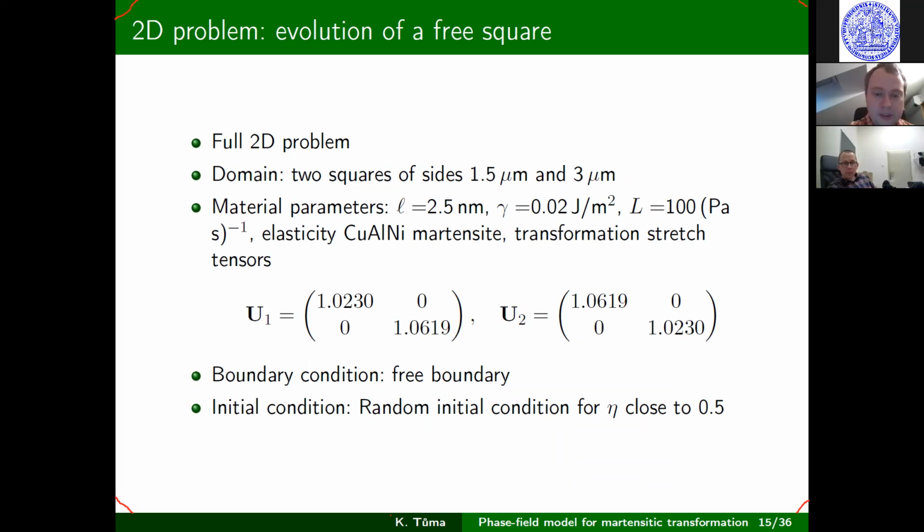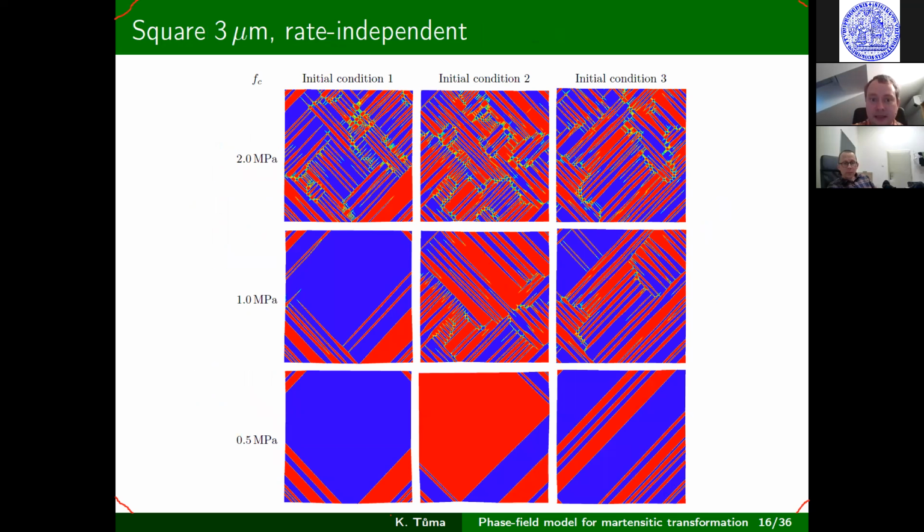The boundary condition is such that it is stress-free. Of course, we have to prescribe something because we have a quasi-static regime. So we are just getting rid of the rigid motions. And initially we prescribe a random initial condition for eta, close to 0.5, and we let it evolve to the steady solution.